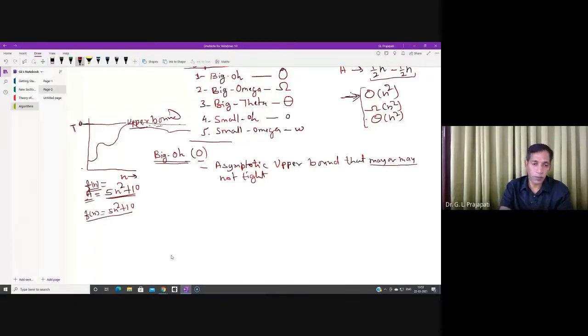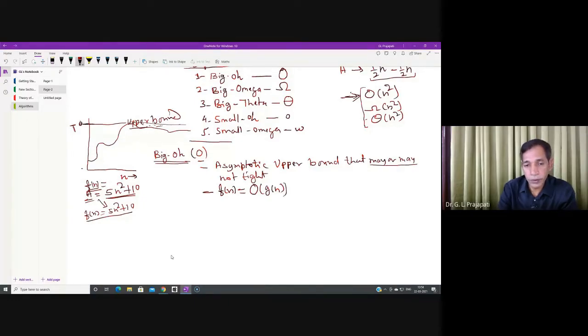So how can you represent this with the help of asymptotic notation? During the computation of the number of operations, you come up with an equation like this: f of n is 5n square plus 10, and we need to represent this with the help of the big O notation. So how can we represent it with big O notation? We write f of n is big O of g of n.